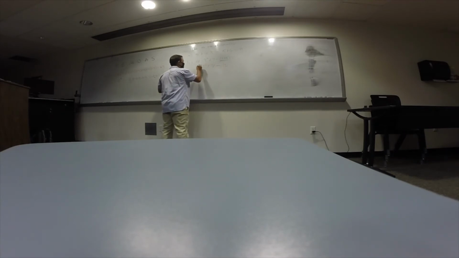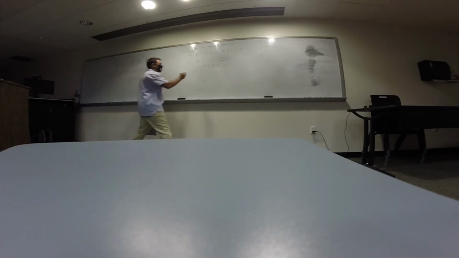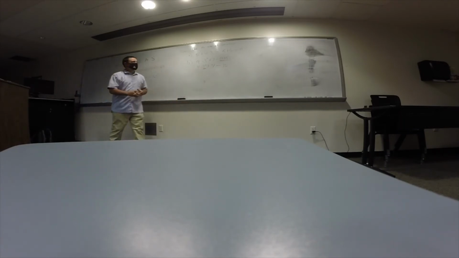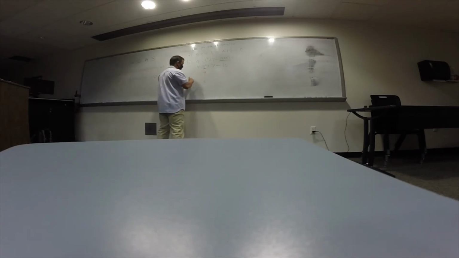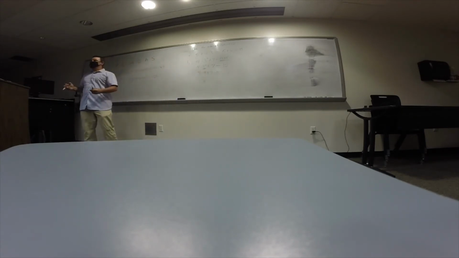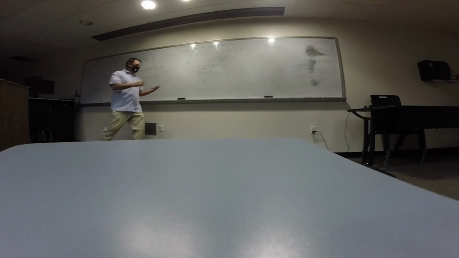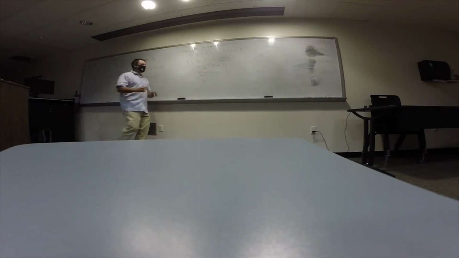What do I do next? Exponents. So I need to take care of this. 3 squared is 9, right? What comes next? Multiplication, which is right here. 4 times 9 is 36.